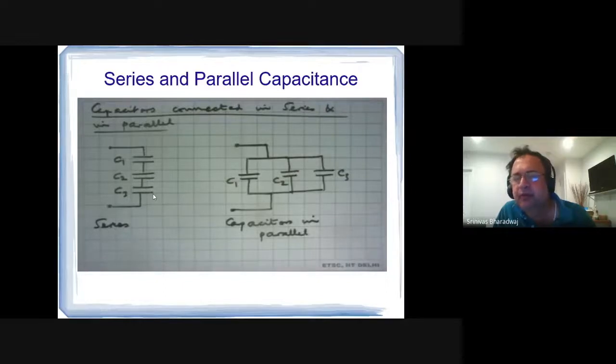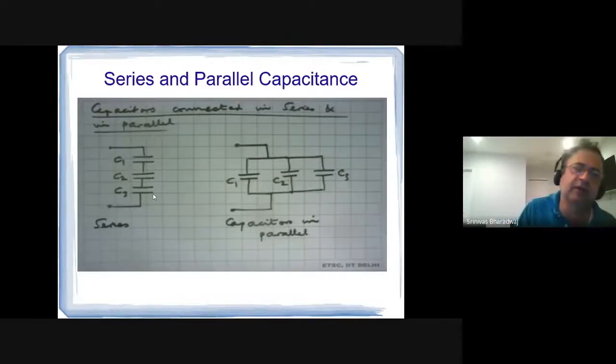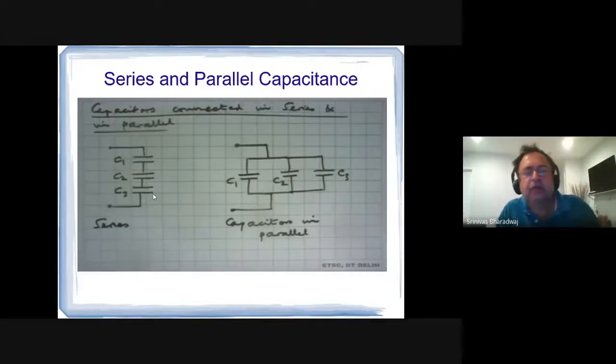V is equal to V1 plus V2 plus V3, and each of the V's will equal Q by C1 plus Q by C2 plus Q by C3, which will equal the net Q. Let's say we wanted to replace this with one capacitor. So the net Q will be the same, right?